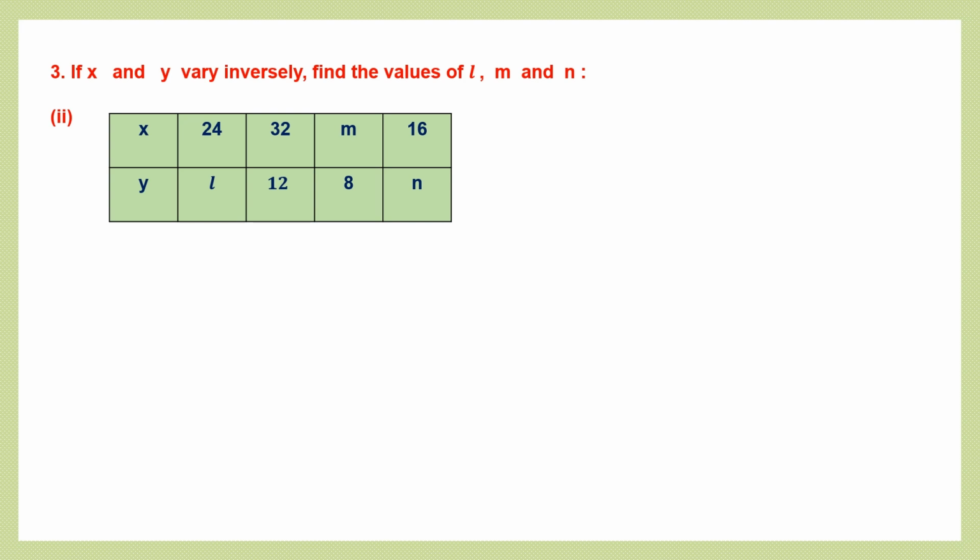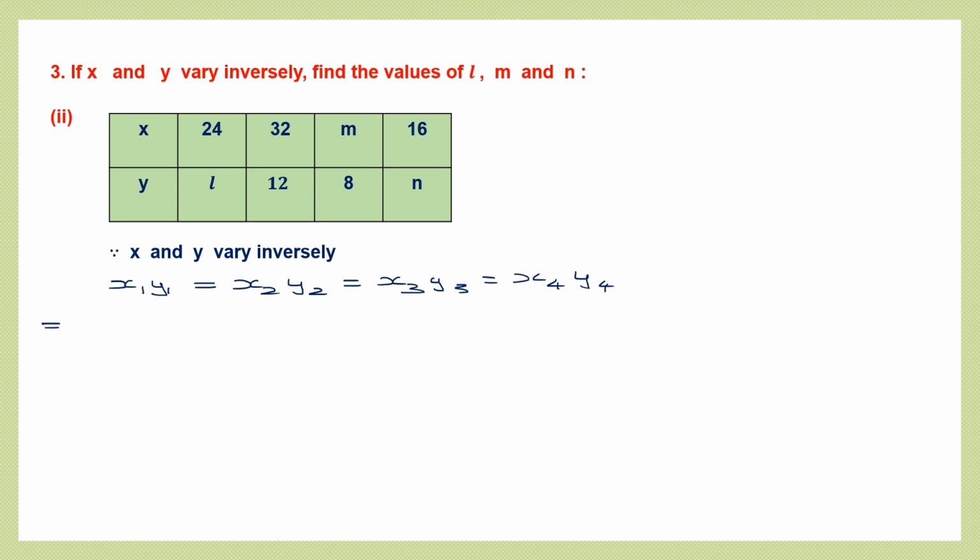The second question, we need to find again the values of L, M and N from this table. We have L here, M here and N here. So this second part is the one which is giving us the values. So the question says x and y vary inversely. Because x and y vary inversely, the product of x1, y1 will be equal to x2, y2 and so on. So let's write, because x and y vary inversely, we're talking about the product. x1, y1 is equal to x2, y2. This is equal to x3, y3. This is equal to x4, y4.